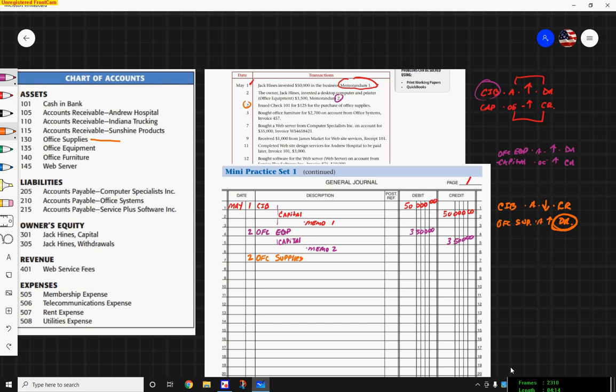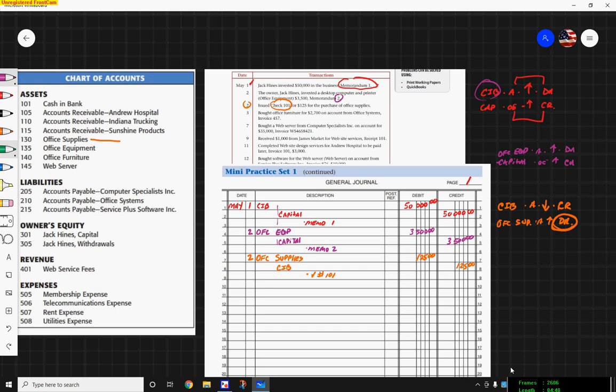How much? $125. Cash in bank, it's going down. $125. The source document noted here, well, we used a check to do it, so the source document is going to be check 101. I don't mind if you use a nice clean abbreviation for it.